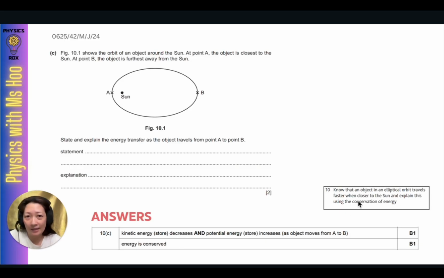So this sentence here in this black box is an extract from the syllabus guide. You need to know that an object in an elliptical orbit travels faster when closer to the sun, and explain this using the conservation of energy. So although they don't talk about kinetic and potential energy here, it did say that you are supposed to know how to explain this. So this is based on the change between kinetic and potential energy, and this is explained using the conservation of energy.